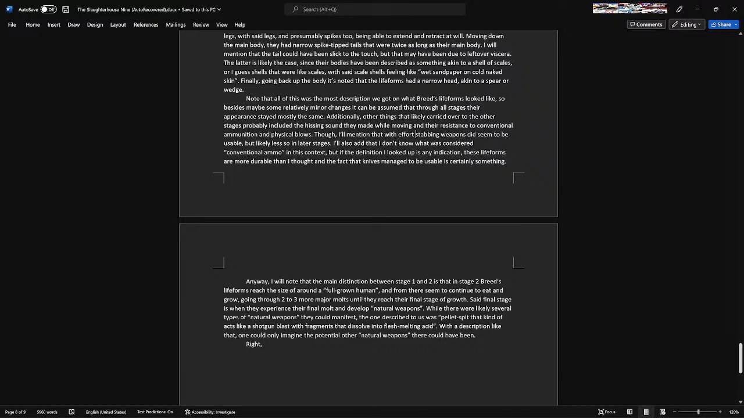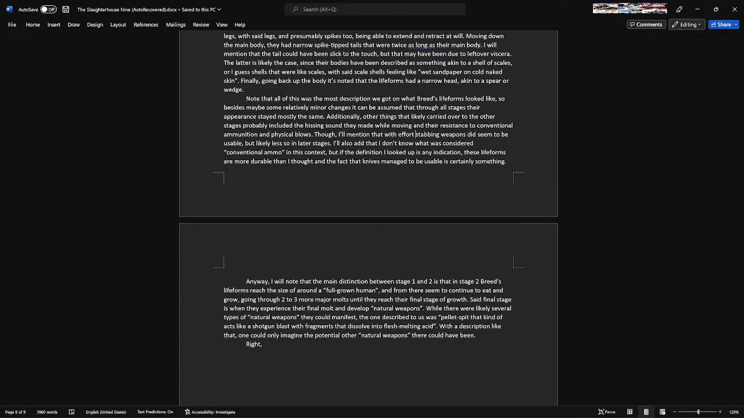Anyway, I will note that the main distinction between stage 1 and 2 is that in stage 2 breeds life forms reach the size of around a quote-unquote full-grown human, and from there seem to continue to eat and grow, going through 2 to 3 more major molts until they reach their final stage of growth.